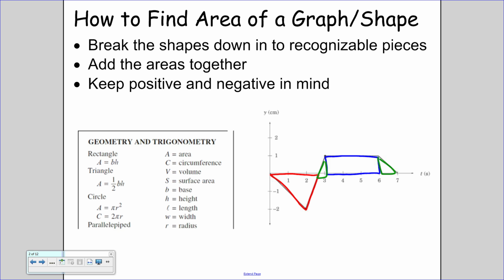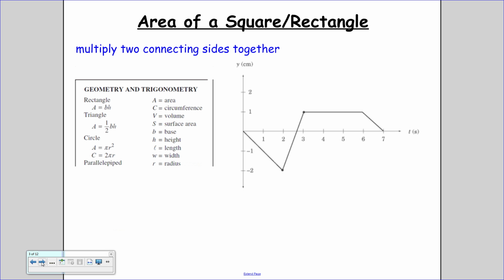When you're finding the total area, you add your areas together. So it would be this plus this plus this plus this. And you're going to keep positive and negative in mind, which means this shape right here, because it's below the axis, will be a negative number.